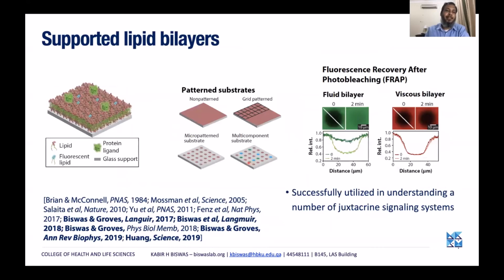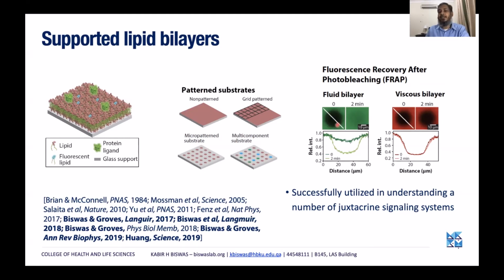Here is an example schematic of a supported lipid bilayer. We can put fluorescent molecules on the lipid bilayer. We can attach fluorescent proteins on the bilayer to monitor the assembly of the bilayer. And of course, we can create different patterns. So this is a planar bilayer. This is with a metal grid pattern. These are nano pattern substrates. We can create membrane microarrays, micro pattern substrates, where we have small islands of lipid membrane. And then we can also make lipid membranes displaying different proteins in a spatially segregated manner.